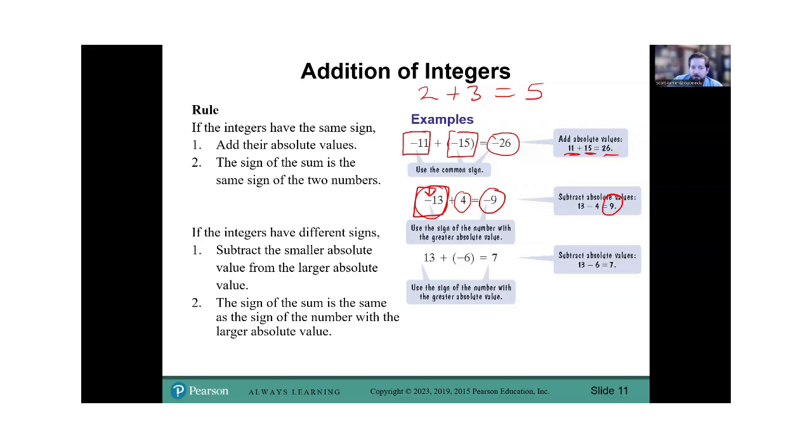On the other hand, if I have, say, 13 plus -6, right, this is just like a subtraction of 13 minus 6. I'll find the difference. The greater magnitude number, which is 13, is positive, so my answer remains positive.